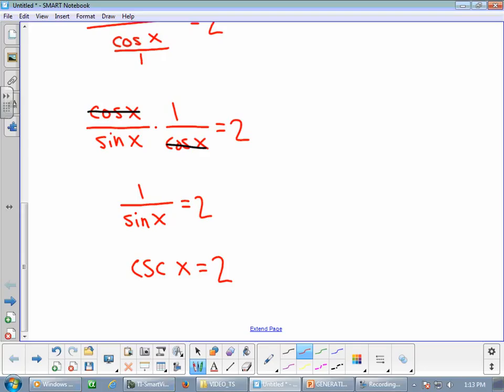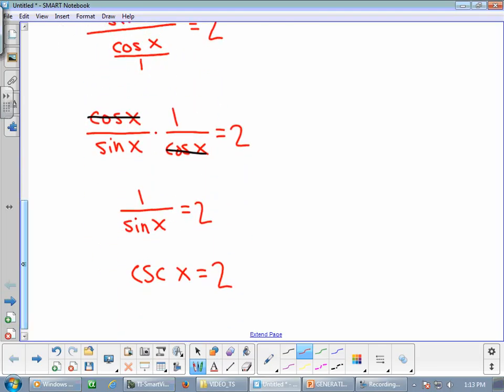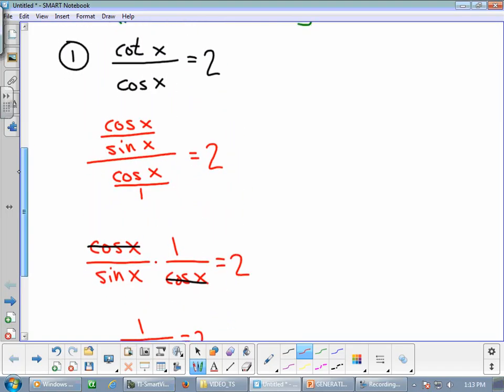So it is possible that some student would get sine of x equals 1/2 here, and that would be completely acceptable as well. Okay? They are, in essence, the same statement. They're ratio statements or reciprocal statements, but either one would be an acceptable answer. And you would do that by multiplying both sides by sine of x and then dividing both sides by 2. Or taking the reciprocal of both sides. Sine of x equals the reciprocal of 2. Okay. Questions on that example?